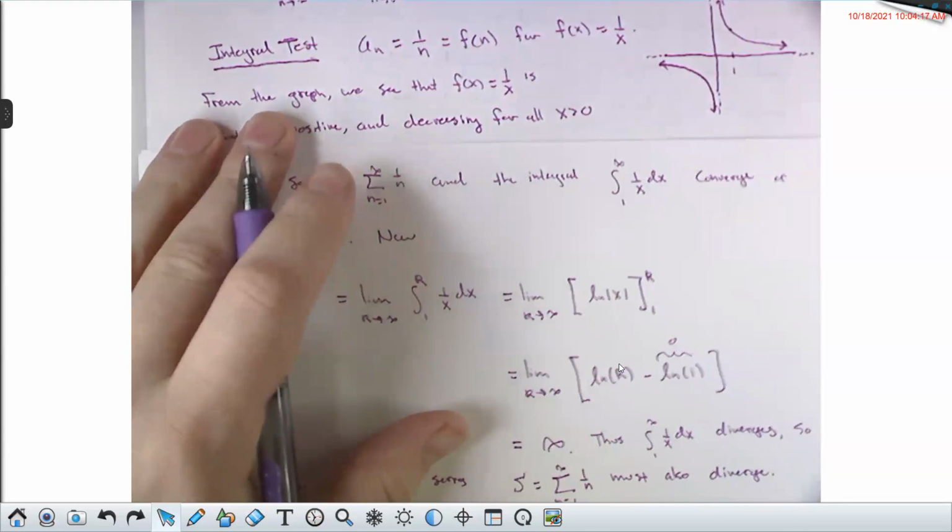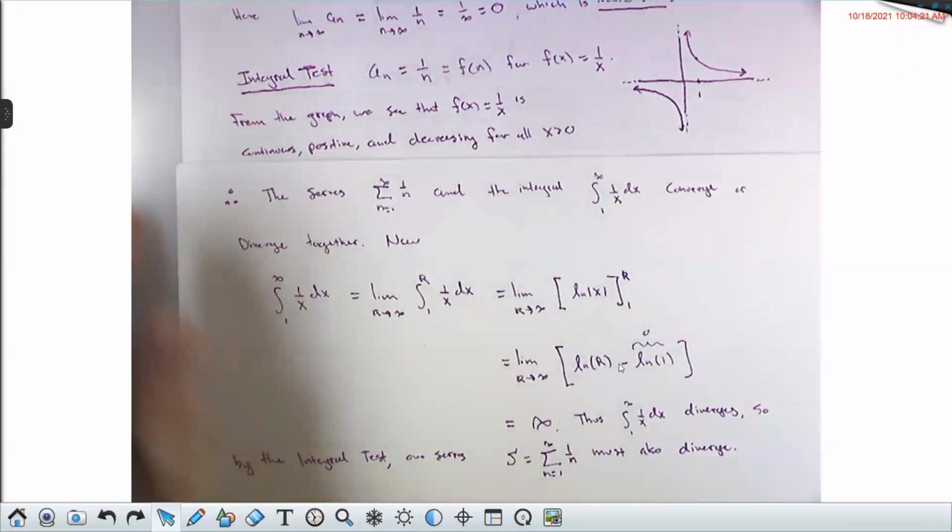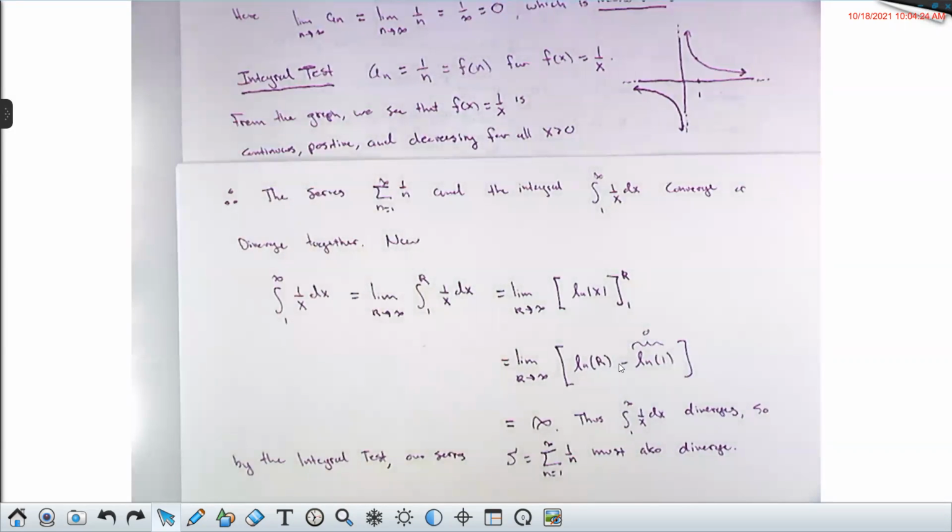And pay attention to the language and the notation I'm using here. Again, all throughout chapter 11, the language is at least as important as the calculations. Are there any questions about this use of the integral test?